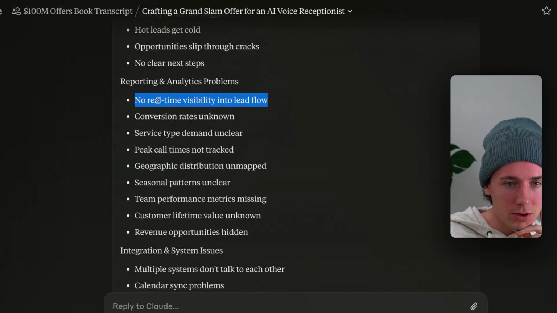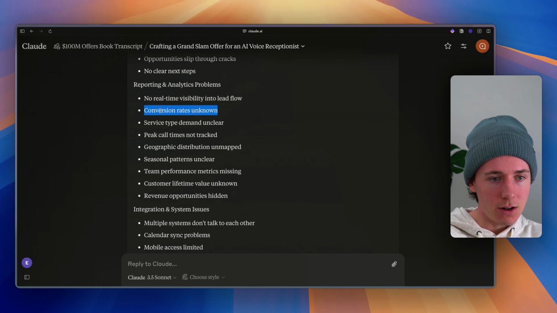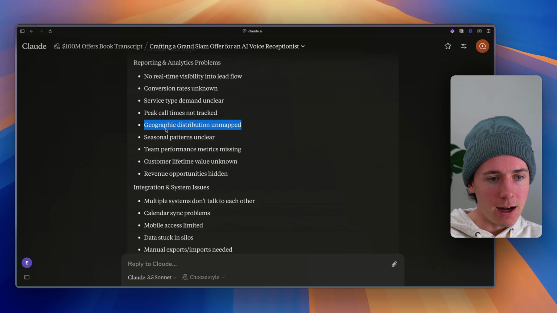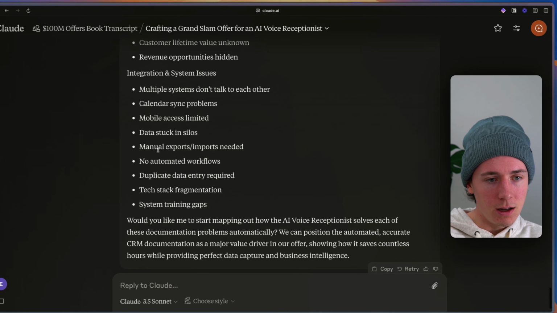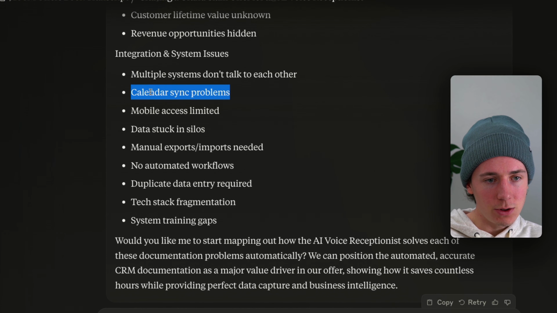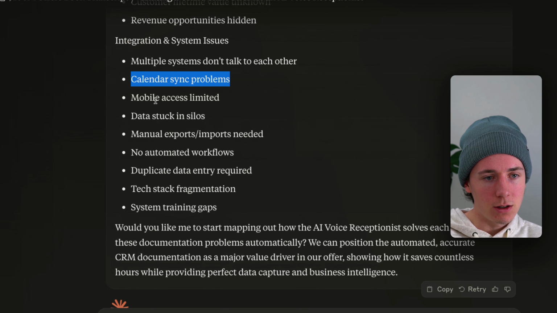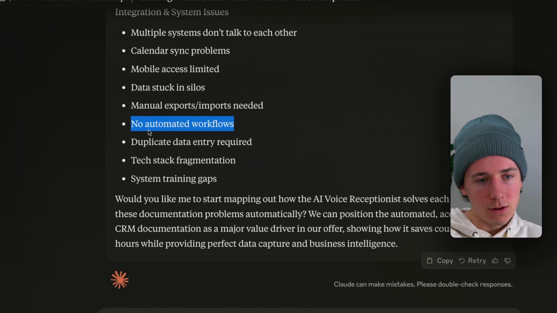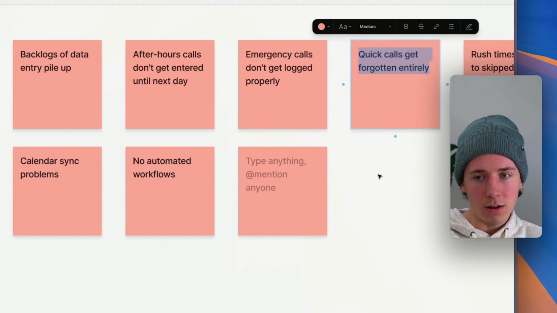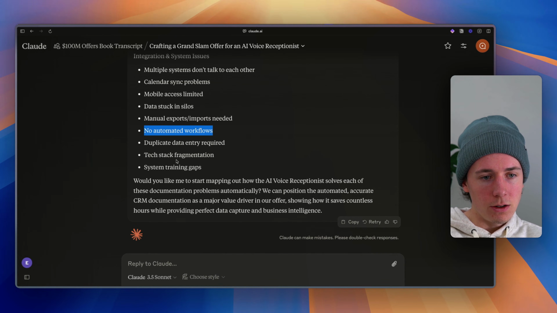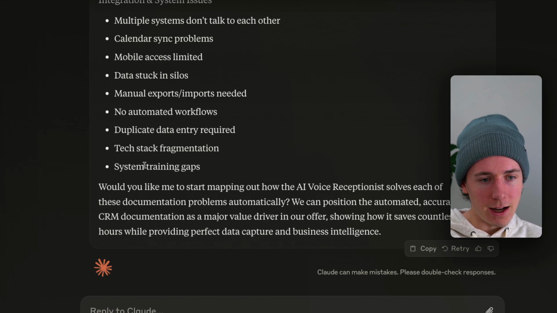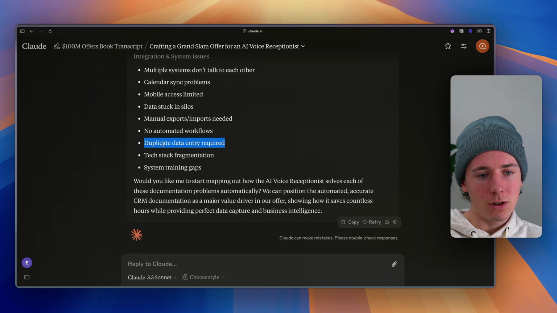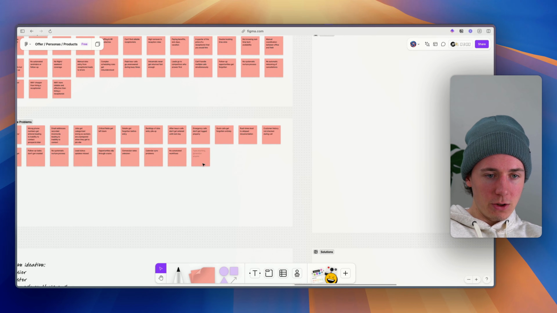There's going to be no visibility, conversion rates are unknown, peak call times not tracked, seasonal patterns. Multiple systems don't talk to each other, calendar sync problems, data stuck in silos, no automated workflows, duplicate data entry required, tech stack fragmentation, system training gaps. Okay, so this is pretty comprehensive.